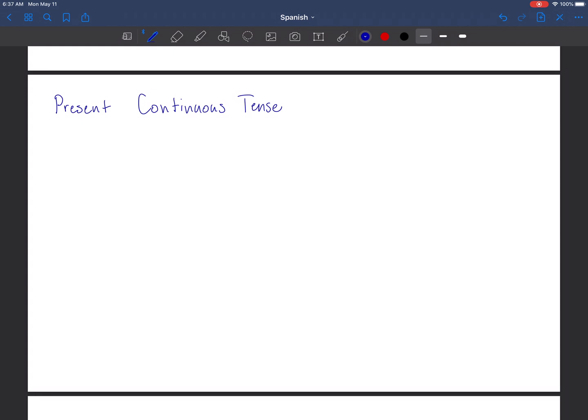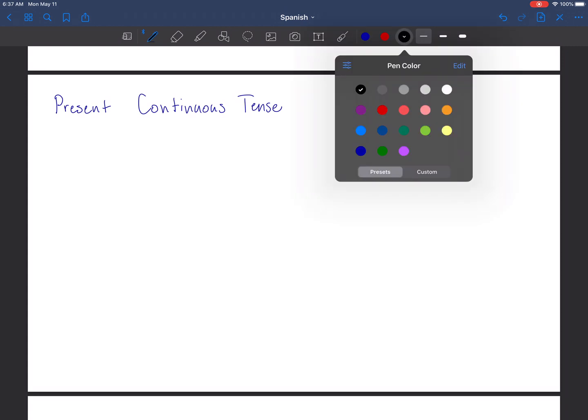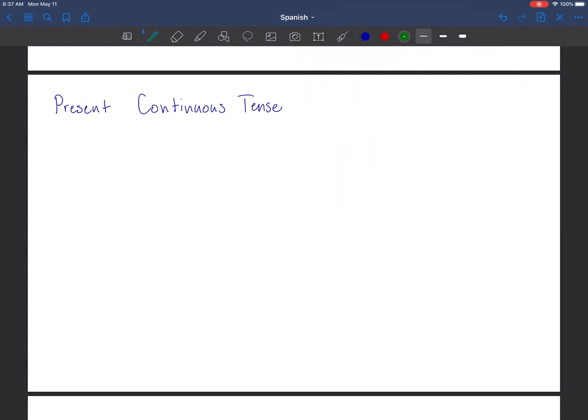This isn't to be confused with the simple present tense, which is just I eat, I do, I sit. I am sitting is the continuous form of that. So to form the present continuous tense, you're going to use the conjugated version of estar plus something we call the gerund. So I'm just going to write gerund. In English we have the gerund in the form of ing, right? So I am blank-ing, right? In Spanish you're going to find that that's maybe ando or iendo, things like that.